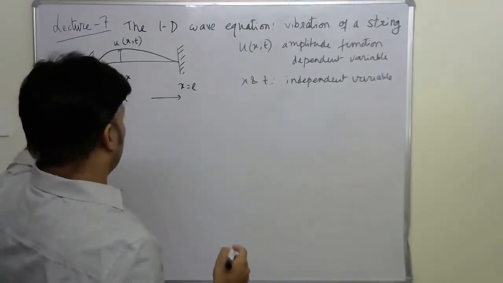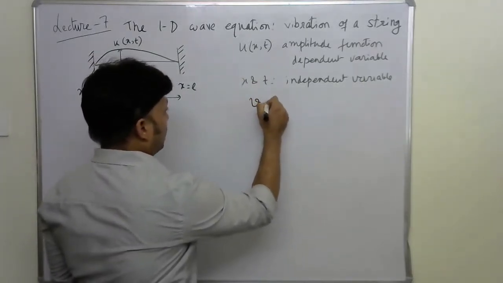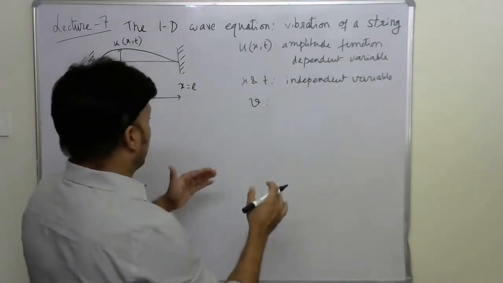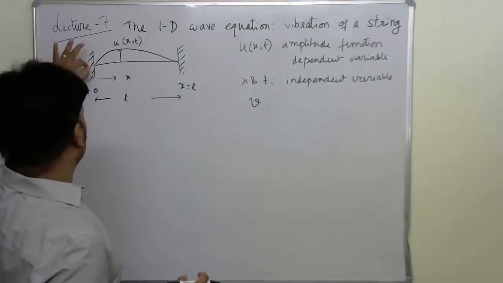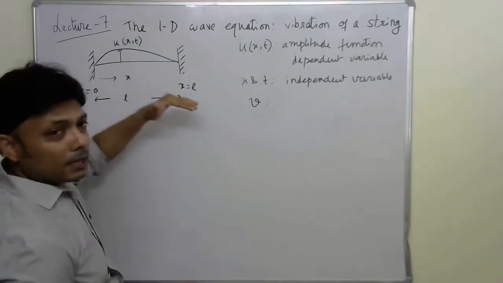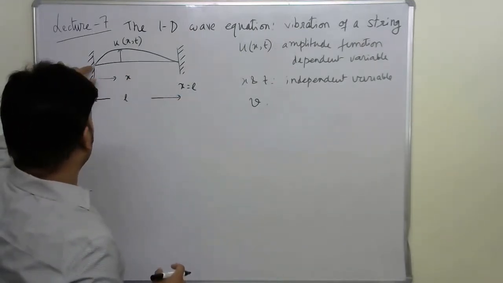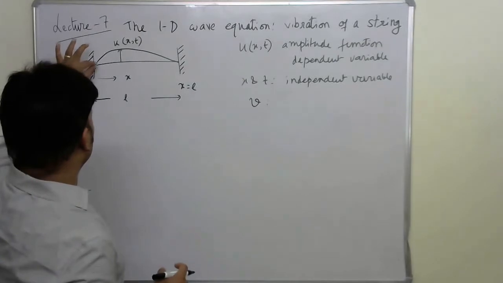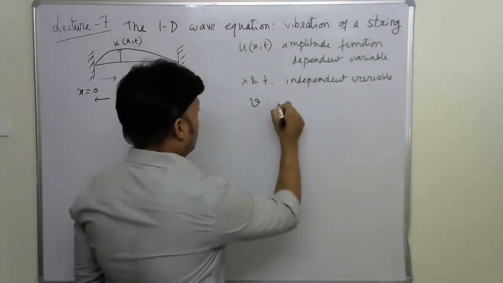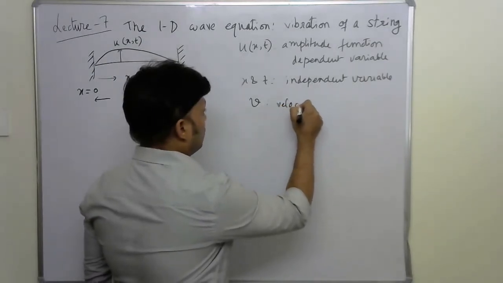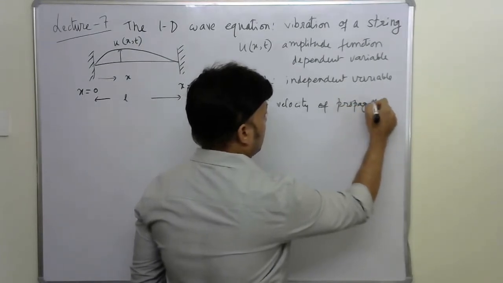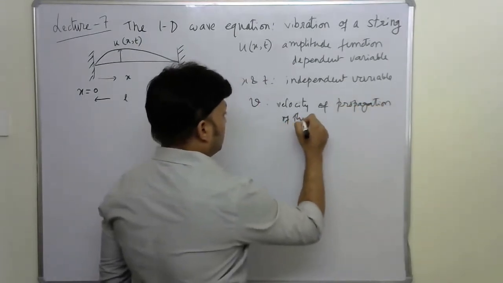And here there is another constant, that is called v, the velocity. The velocity stands for the velocity at which the disturbance propagates along the string. Suppose here the disturbance is nil and here it is nil, and the speed at which the disturbance propagates along the length L is called the velocity. So, velocity of propagation of the disturbance.